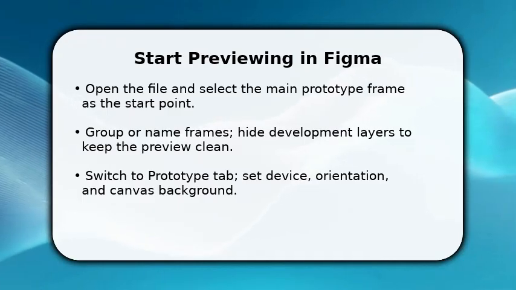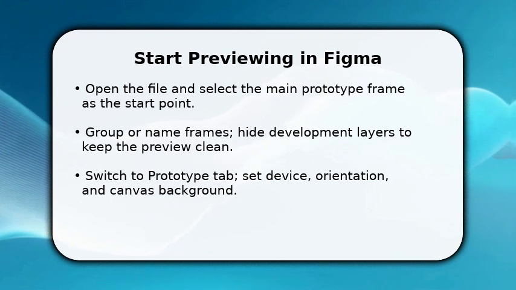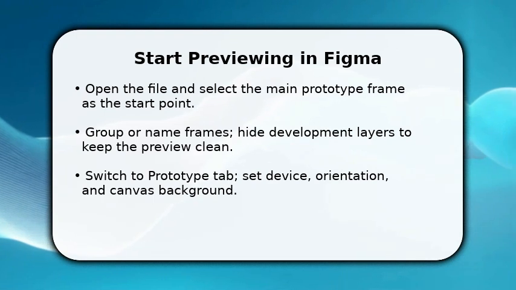You begin by choosing the exact frame you want viewers to see first. Once selected, tidy up layers and name frames so navigation is predictable. Then open the prototype panel and set the device and orientation. This determines viewport dimensions and pixel-perfect behavior.